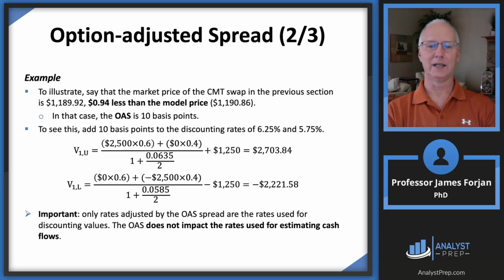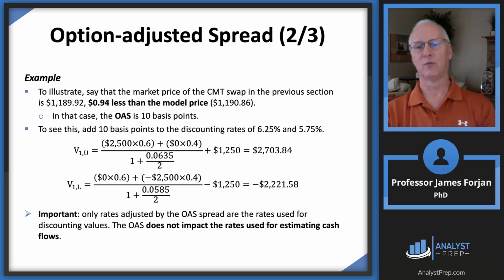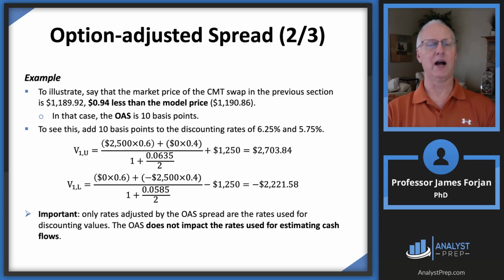What we're going to do is add 10 basis points to the present value calculations that we did earlier. Notice that in the denominator I have 1 plus 0.0635. It used to be 0.0625, so I add the 10 basis points. And then look in the second denominator, it used to be 0.0575. I added 10 basis points, so now it's 0.0585. So we're adding that option adjusted spread. And what we do is we get the 2703.84 and a minus 2221.58.